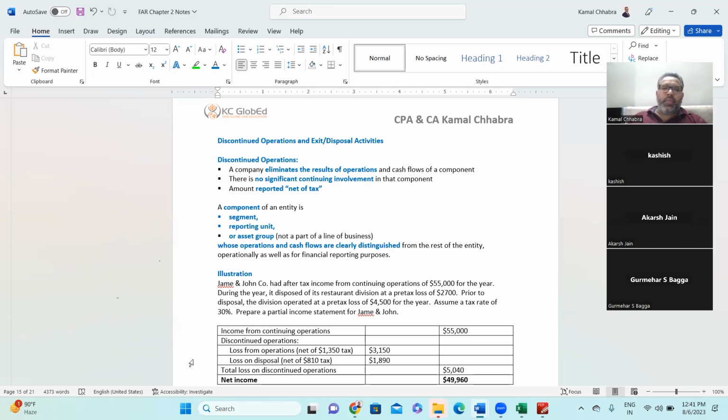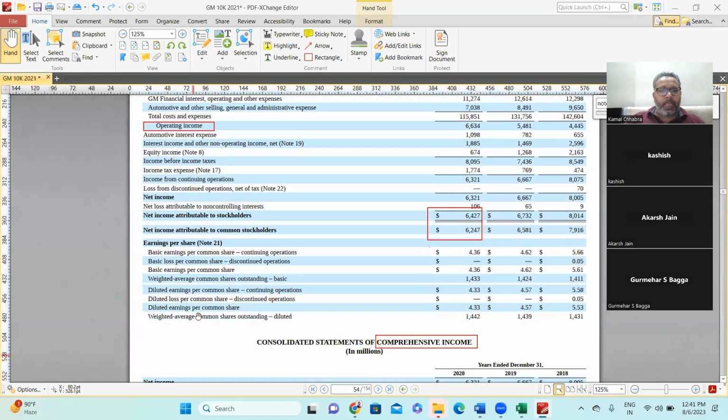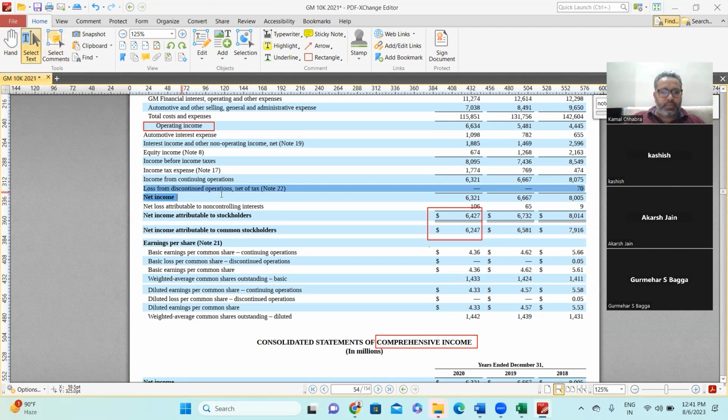So in a discontinued operation, a company eliminates the results of operations and cash flows of a component. There is no significant continuing involvement required in that particular component, and the amount is always reported net of taxes. If you remember the financial statement, loss from the discontinued operation is net of taxes. Make sense?